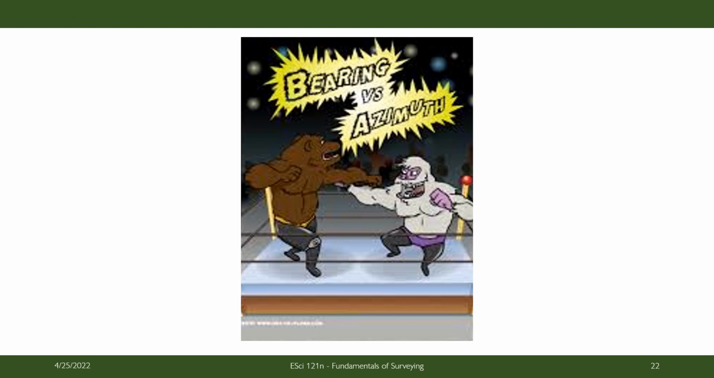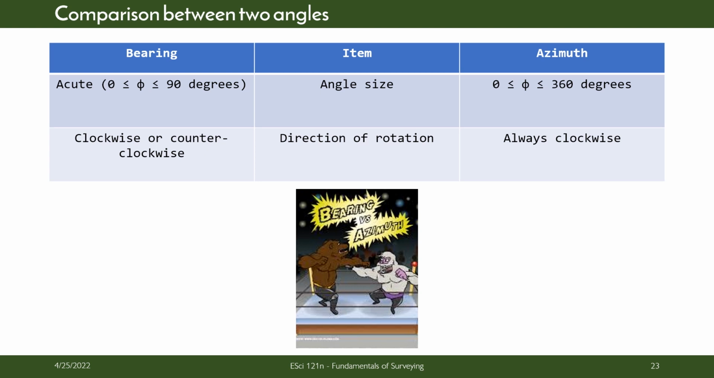So let's have a comparison between the two. In terms of angle and size between bearing and azimuth, bearing is always an acute angle, no? Ranging from 0 to 90 degrees. Then for the azimuth, from 0 to 360 degrees.